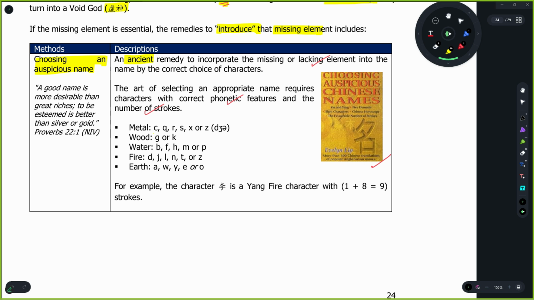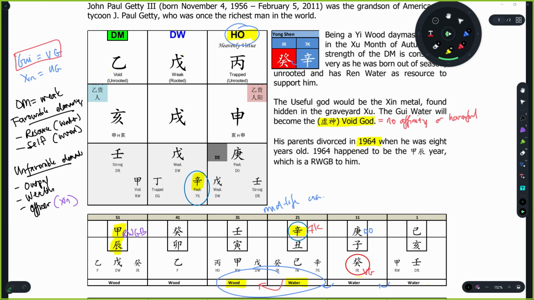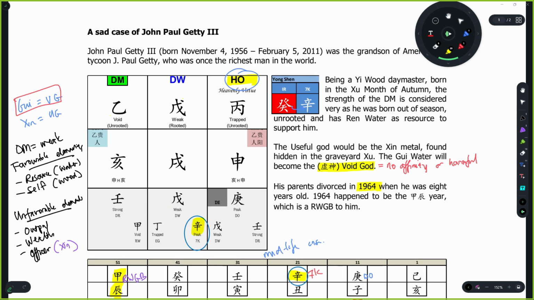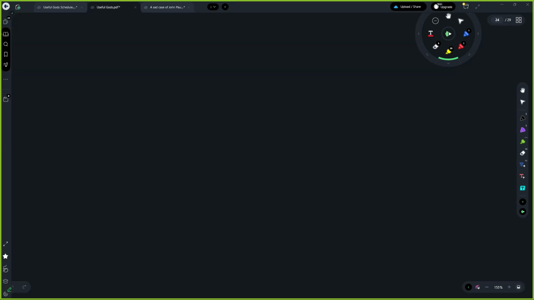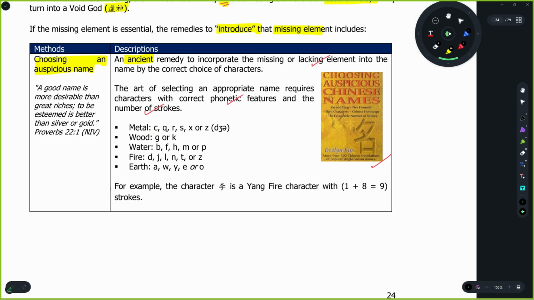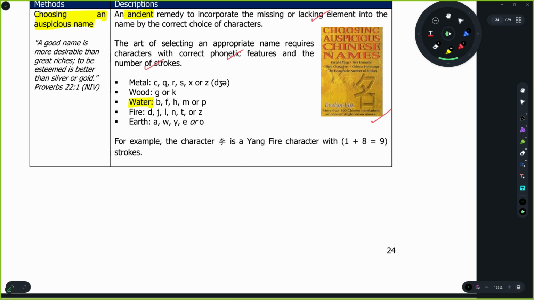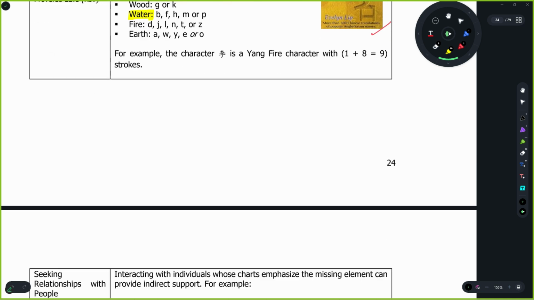Okay, so if John Paul Getty is born in a part where he has a Chinese name, that's where very likely the name that is assigned to him will have Gui water, will have the yin water element in it. And so with the yin element in it, that name will then be believed to introduce Gui water into his life. Therefore, that would be the choice of choosing this name. Right. So anyway, that would usually be the first remedy, the first remedy to have a name, the name that can be phonetic to bring about that change.